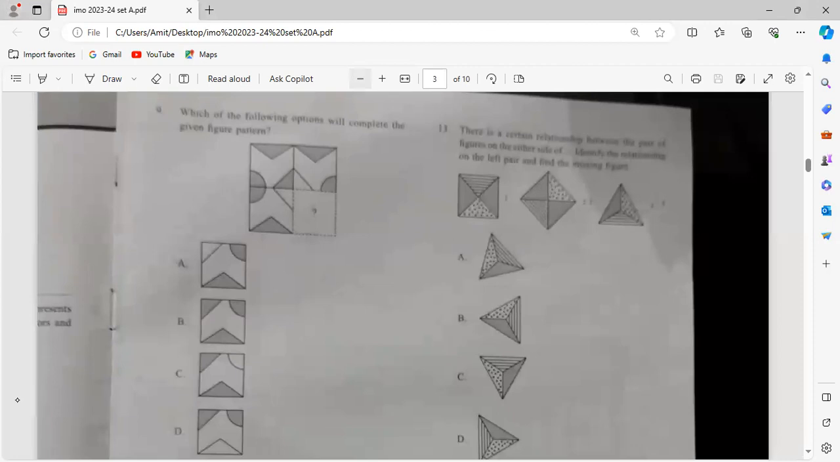Which of the following options will complete the given pattern? So now if you see, this one has to be filled up, this one has to be filled up and this one has to be filled up. So what options can I eliminate? This can be eliminated because all three have to be filled up. Here three are not filled up. So my correct answer will be option B. Let's move on.